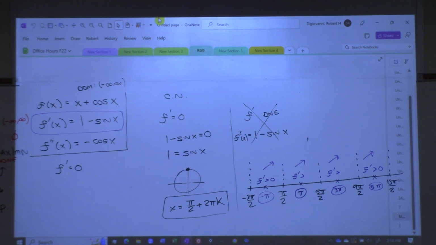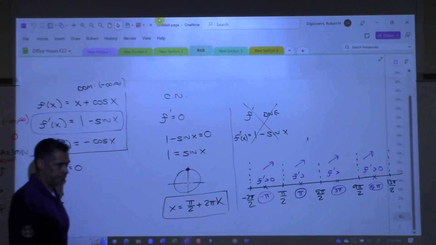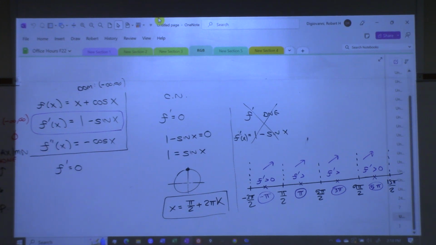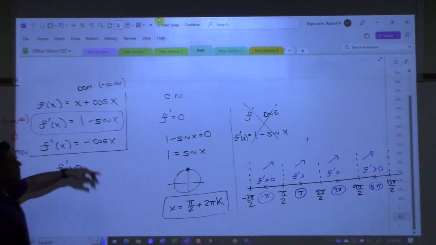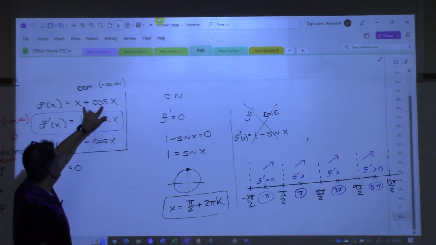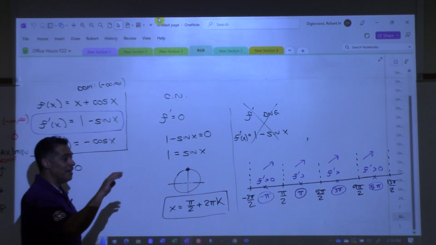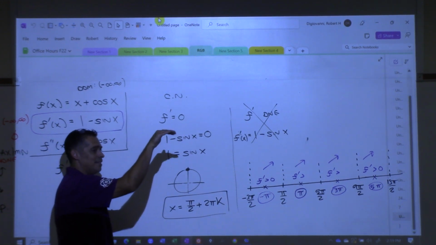Questions? Yes? I'm confused. Doesn't the sine function do this? Yeah. The sine function oscillates. Yes, it does. But this doesn't because of the x in front. That's what causes this to not. Now, it's going to do something, but it's never going to do this.